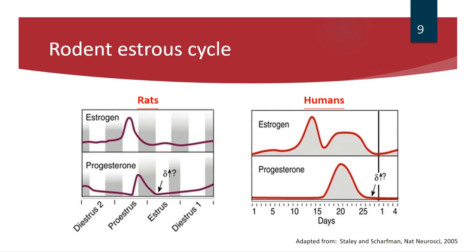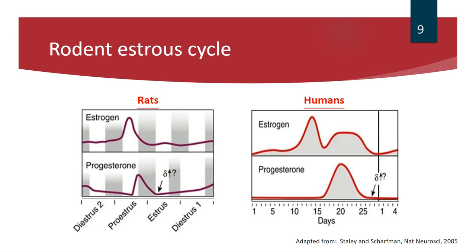The estrus cycle in rodents is similar to the female menstrual cycle in humans. And you can see that across both of these cycles, there are pretty significant fluctuations in estrogen and progesterone.